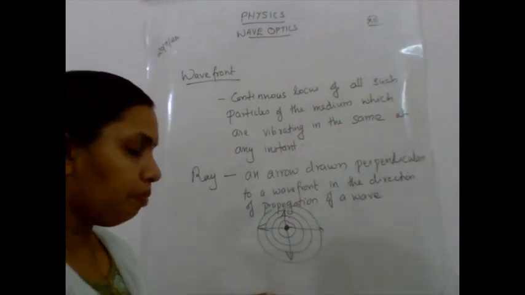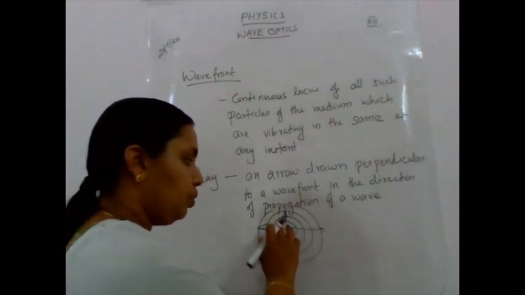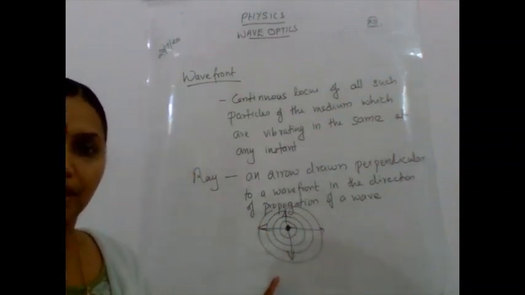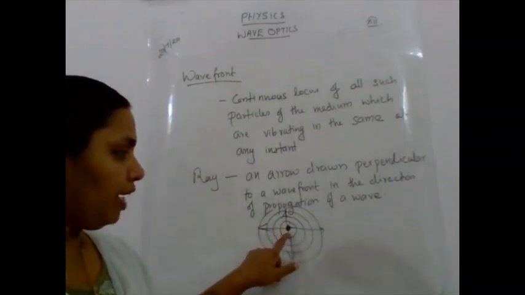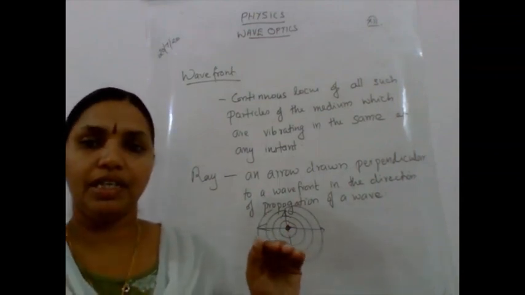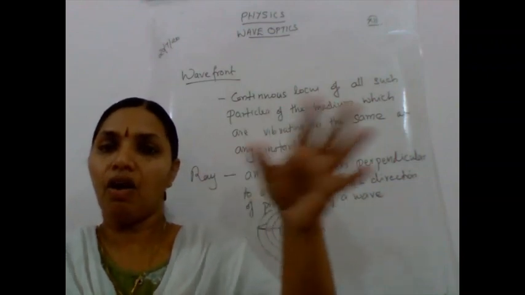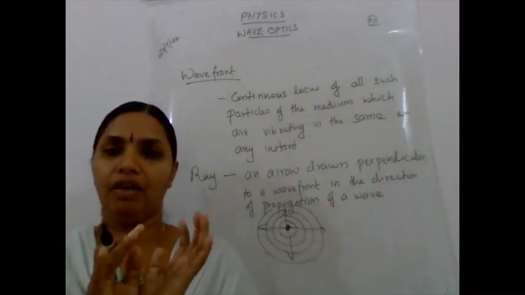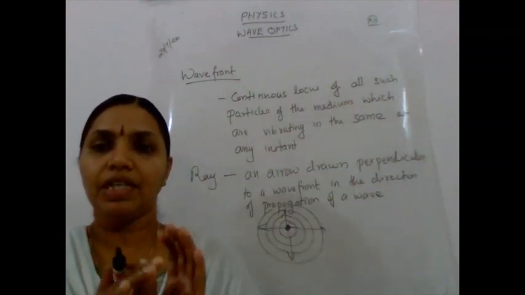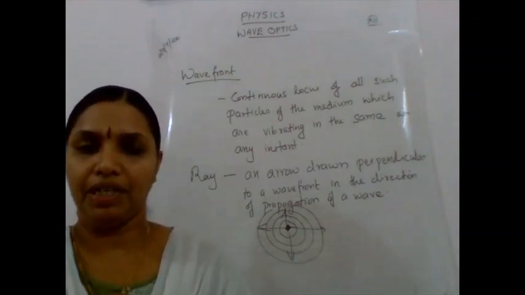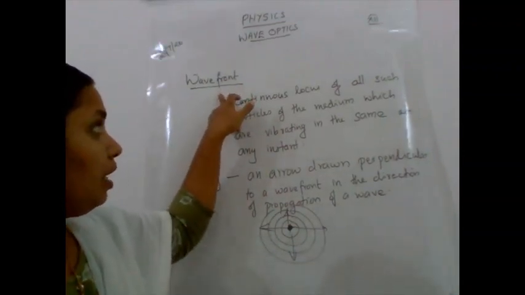So the same case here. There is a source of light. From that source of light, the disturbance originates and spreads in all directions, surrounding that source with the same state of vibration. That is known as a wave front.